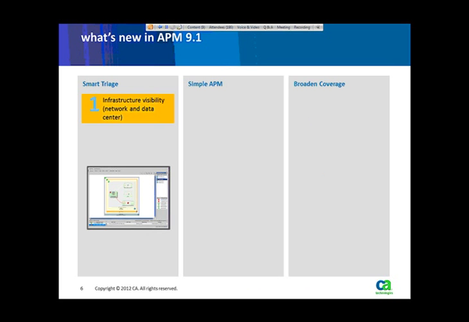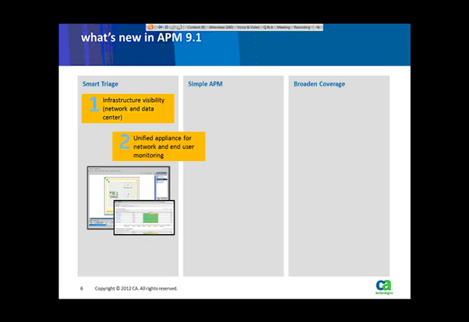And the second one is a unified appliance. So using the integration between the APM and our infrastructure management network monitoring tool, you can now run the APM on a multi-port collector for network monitoring. So this is a unified appliance, so you have the same device to monitor both network and end-user experience.